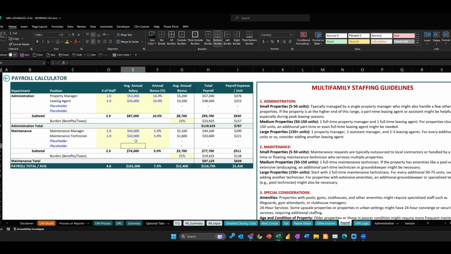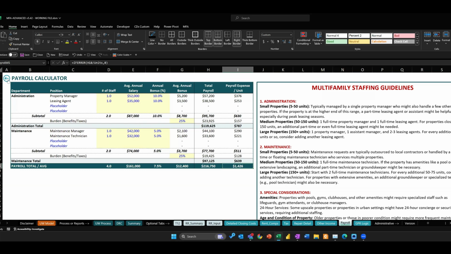I'd say in maybe a third of the OMs that I look at, they may have a payroll indicated in the OM. So they'll tell you what staff is on site. That's helpful for this. And then you can get a cost per unit. Our goal with this worksheet is to get to this 1426, this cost per unit.